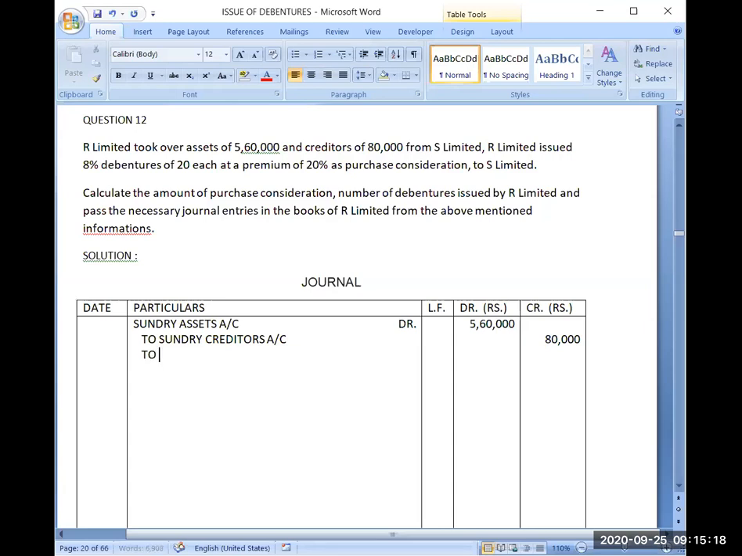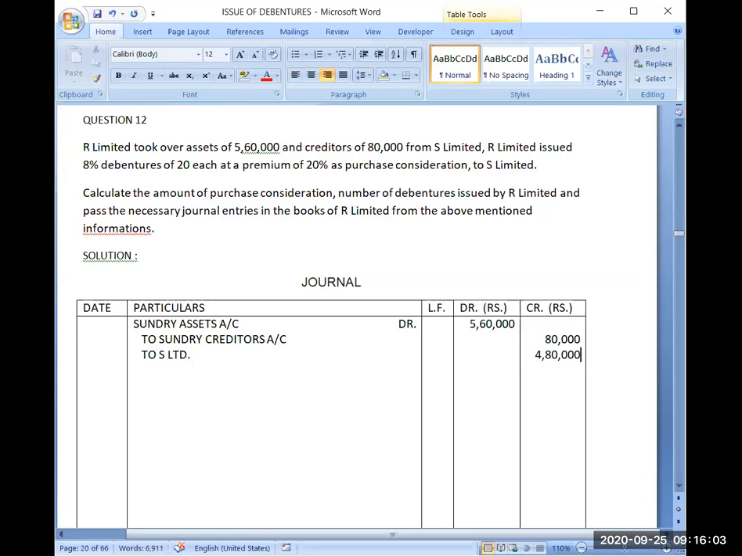To what should I write here? R Limited or S Limited? Yes, very good. To S Limited, because I am purchasing from S Limited. R Limited is itself recording this journal entry. It is saying journal entries in the books of R Limited. Now, how much amount will be there? 5,60,000 minus 80,000. So it will be 4,80,000.